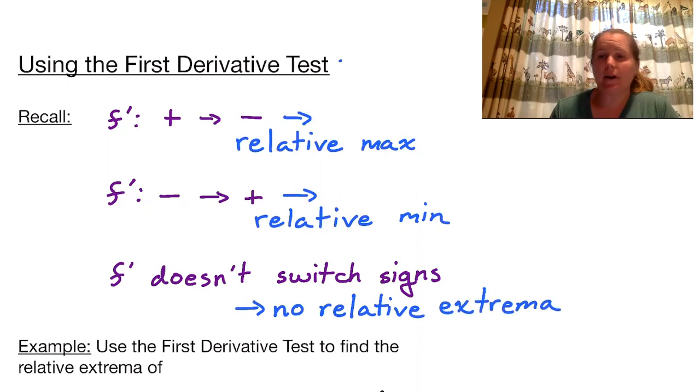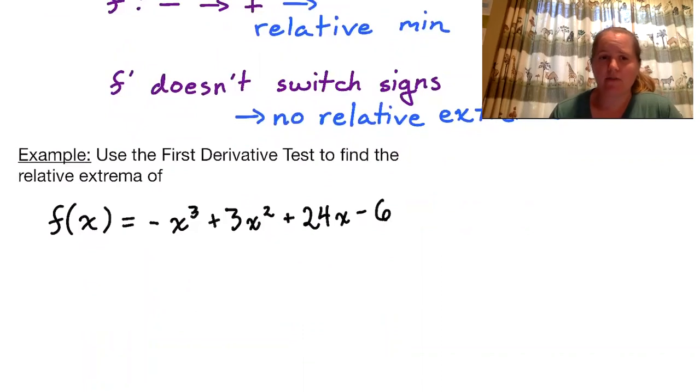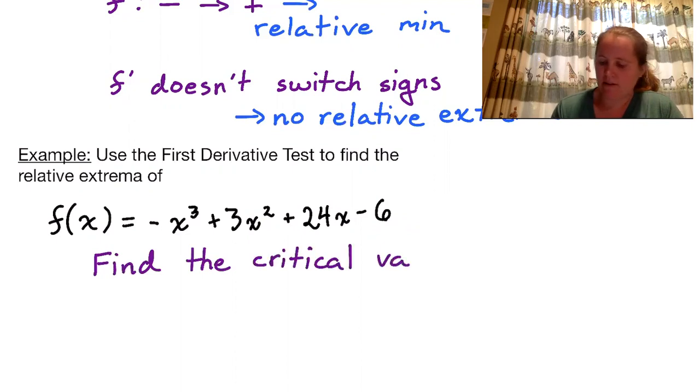So we are going to go ahead and use the first derivative test to find the relative extrema of the cubic function f of x equals negative x cubed plus 3x squared plus 24x minus 6. So the very first thing we need to do is find the critical values. Again, these are the only places where the relative extrema might occur.